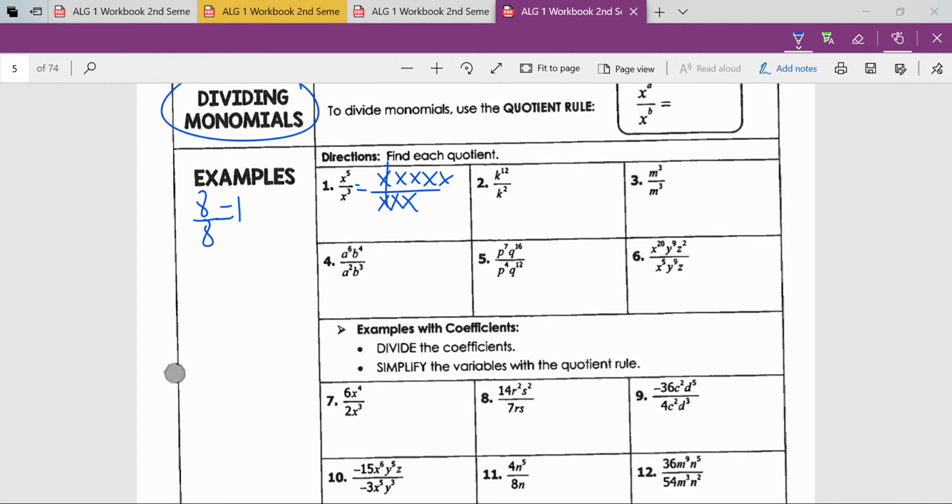This one with this one will give me a 1. And this one with this one will give me a 1. So they kind of cancel out, but not really. Mathematically, they give you a 1. They divide to give you a 1.